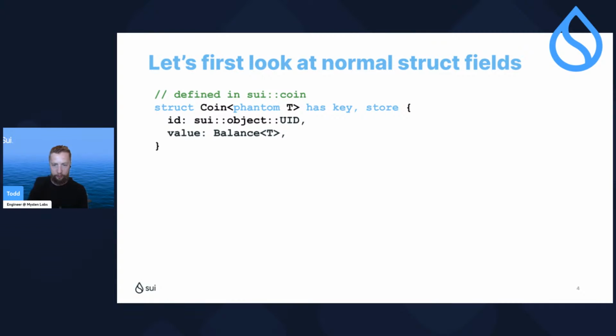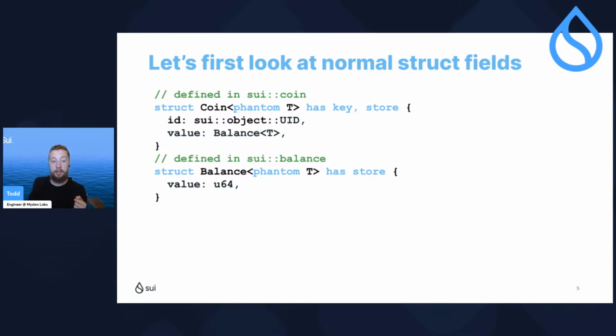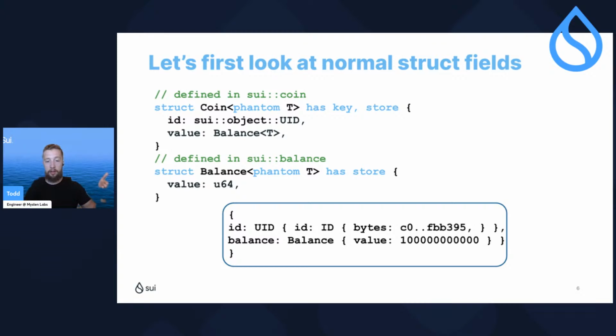So on the overview, let's first start by looking at what's hopefully familiar, which is a coin. We have the object ID, and its second field is a balance, and the balance itself is a struct, not an object, with a single U64 field. I want to look at what an example object would look like for one of these. We'd have its ID field, which is a UID, which is an ID with the address bytes. And then as the second field, we have the balance, which is a struct with a value.